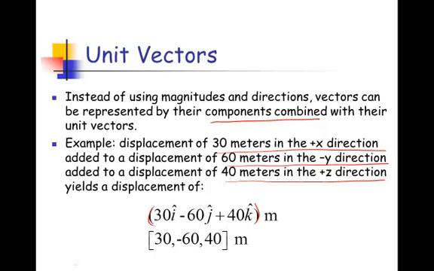Now, I actually prefer to write it a little differently. In our class, and this is somewhat arbitrary because of the professors that I had, I wrote them like this. So I will actually accept this: 30 i hat meters minus 60 j hat meters plus 40 k hat meters. And if you get the units and the vector backwards, I'm okay with that too.